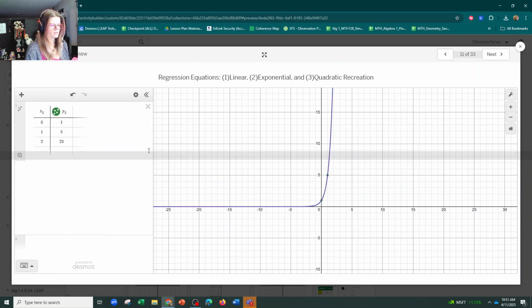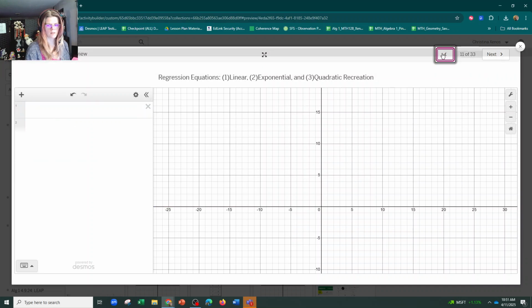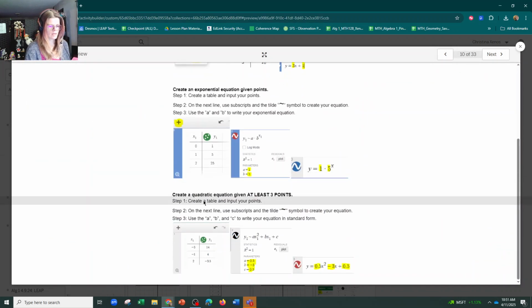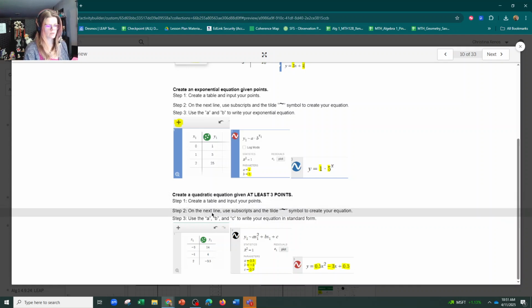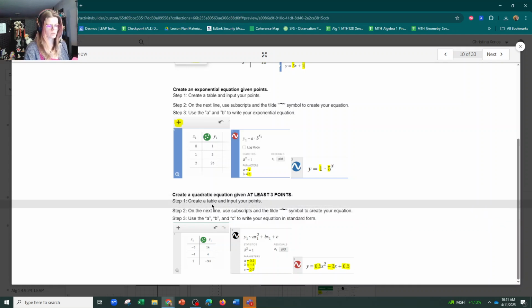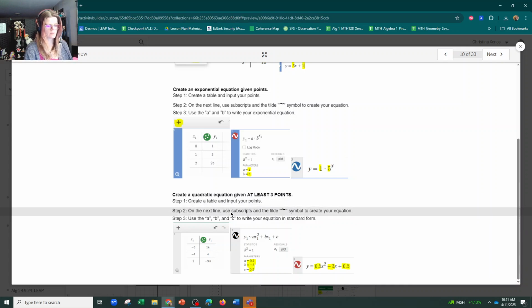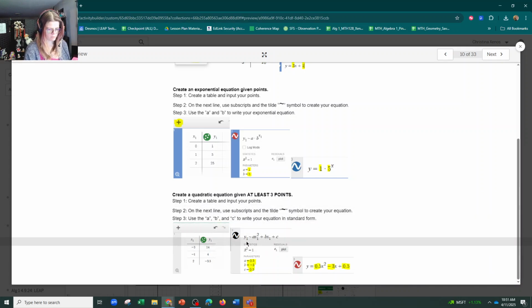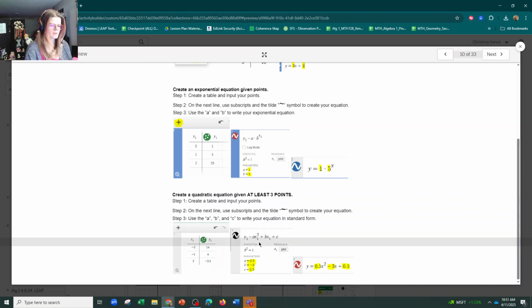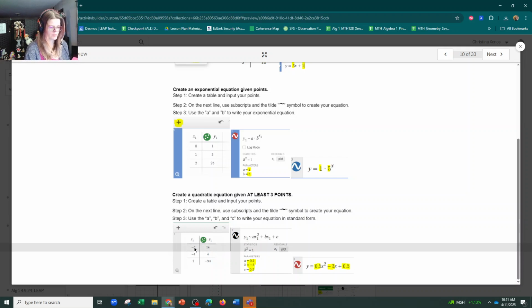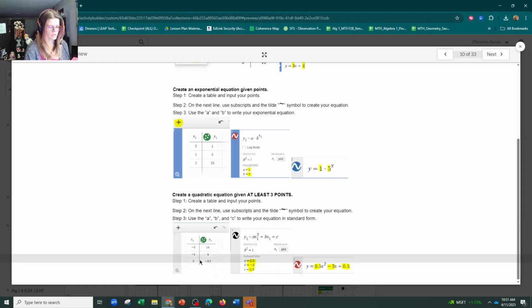All right, next, we're going to move on to quadratic. Scroll down, scroll down. Create a quadratic equation, at least 3 points. You do need 3 points for the quadratic. So once again, we're going to create a table, input our values, and use the tilde symbol, and pay real close attention to the format here. Notice how it's in standard form. You can actually do this with vertex form and factored form as well. But we're focusing on standard form for the purpose of this example. X values -3, -1, and 2.